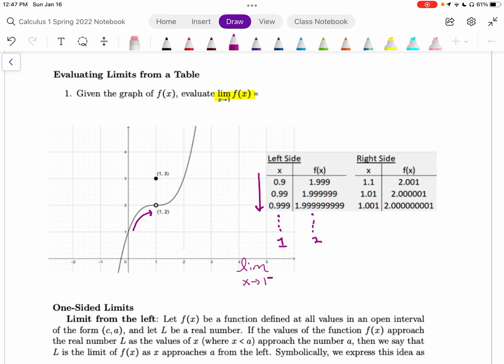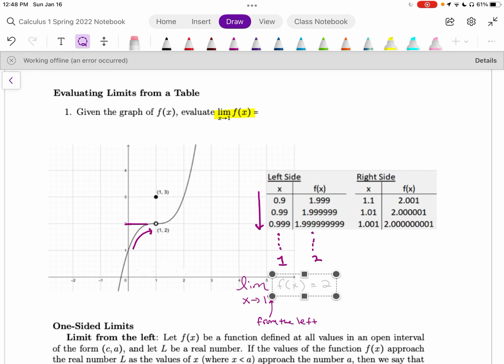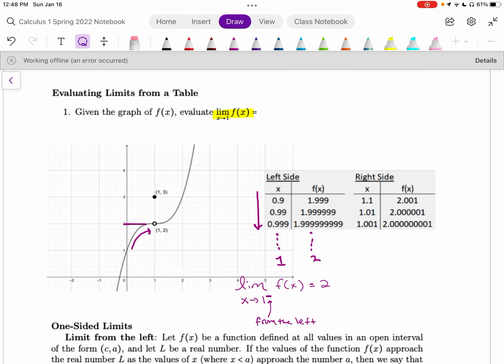So I'm going to put a little minus sign here, and that means from the left. Very important that you know this notation. Of f of x, because this function is called f of x, equals, well, what are we getting closer and closer to? The value 2. So it equals 2. The limit as x approaches 1 from the left of f of x, and I wrote that wrong, I apologize. The limit as x approaches 1 should be down below, written small. The limit as x approaches 1 from the left of f of x equals 2.